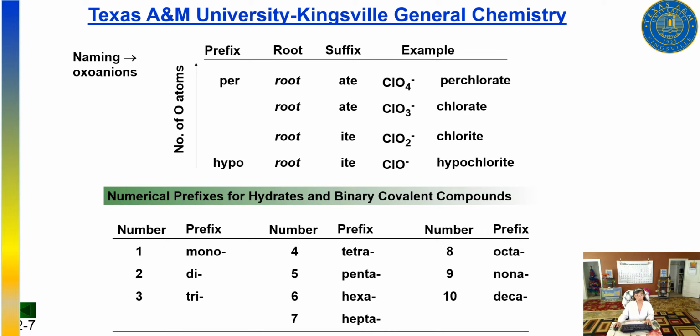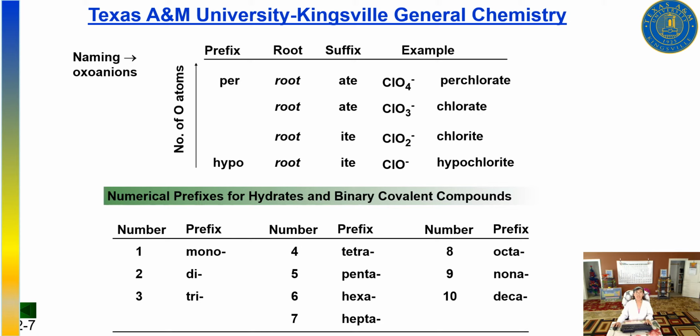A little later we will cover binary covalent compounds, not ionic, covalent, meaning you have two nonmetals bonded together. So you call them binary covalent compounds. Most of the cases, if you have hydrates, you also need numerical prefixes, such as if you have the numbers 1, 2, 3 all the way to 10, you have different prefixes, such as number 1, mono, 2, di. Sometimes you also see bi. 3, tri, 4, tetra, 5, penta. How about 10? Yes, deca.